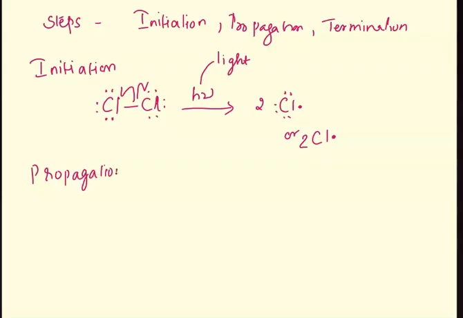Propagation, where once the radicals are produced, they are so reactive that they will collide with a methane molecule in the reaction mixture, and they will abstract a hydrogen atom to give HCl, and a new radical is formed, which is the methyl radical. So we call this propagation because every time this reaction happens, you get a new radical on your product side.